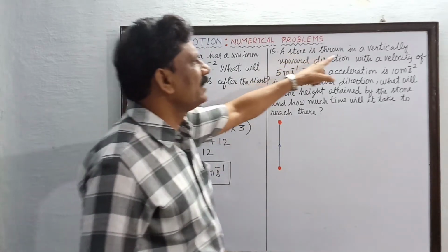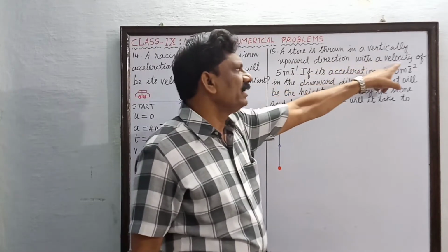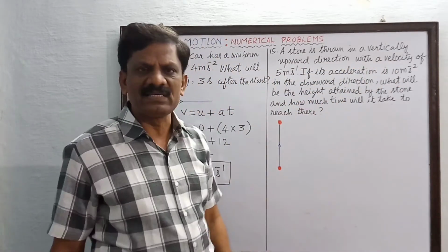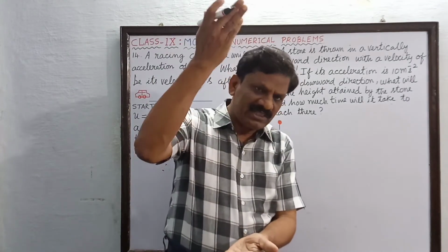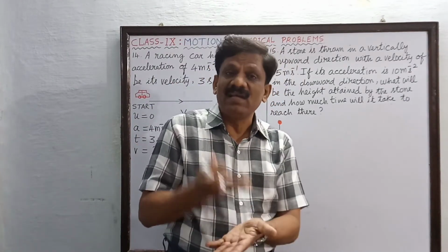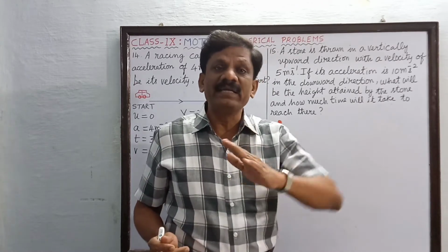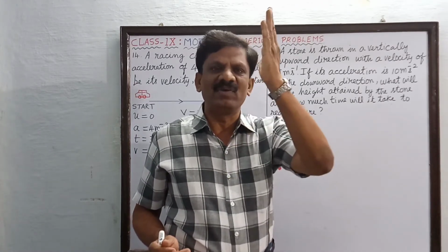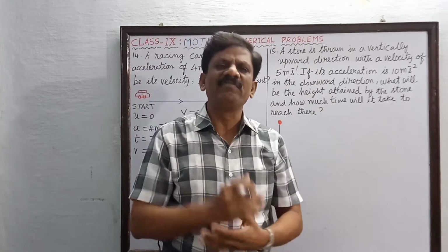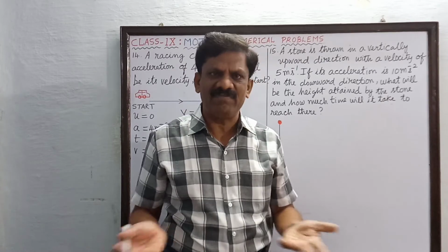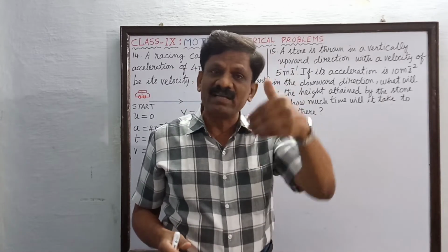A stone is thrown in a vertically upward direction with a velocity of 5 meter per second. So you are throwing a stone in the upward direction. The initial velocity has to be given to the stone, because it has to go against the gravity in the upward direction. Is it not? Suppose if you drop a stone from a certain height, it will come by itself, because the earth is pulling the stone in the downward direction along gravity.